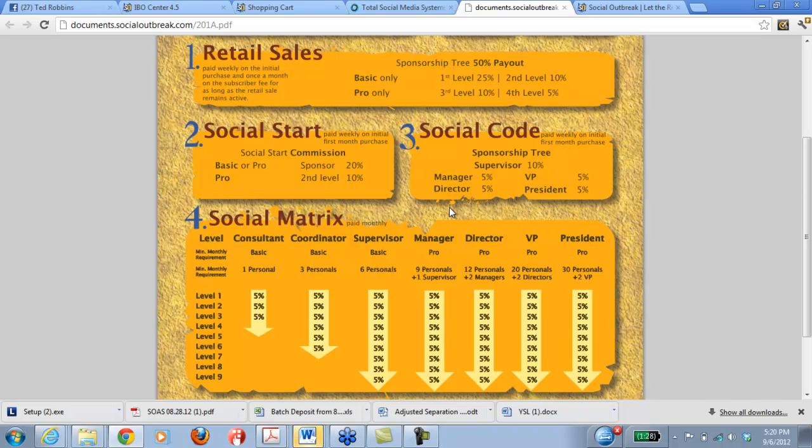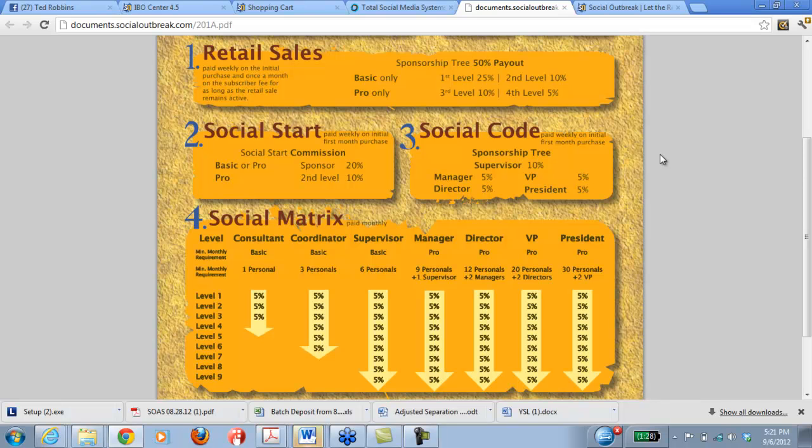Well, to start off with, you have to have the basic knowledge as to when the commissions are paid and what they're paid as. The very first items below the retail sales, which are item number 2 and item number 3, your social start and your social code, you have to remember are paid only on the first month's sale.